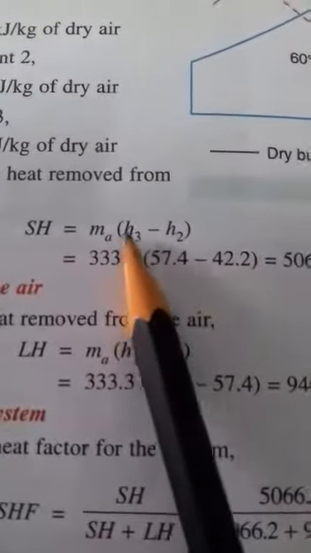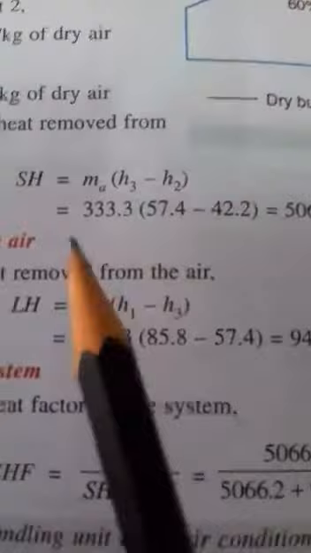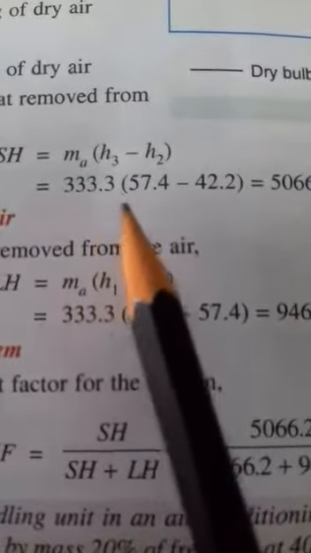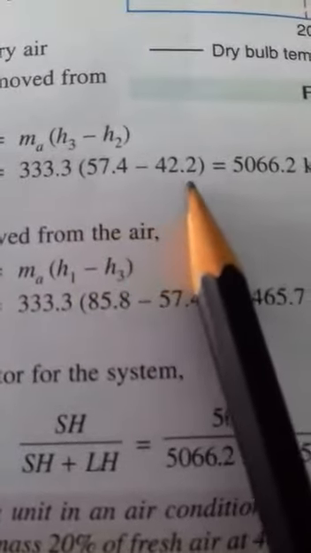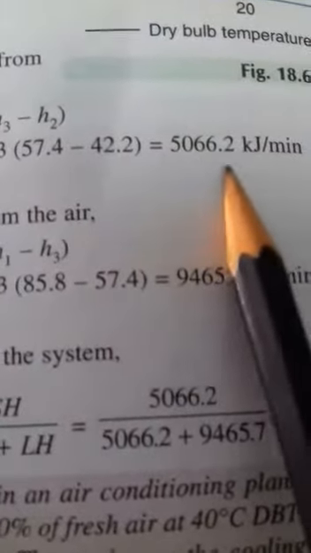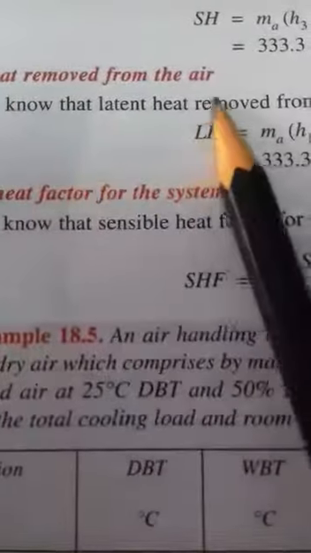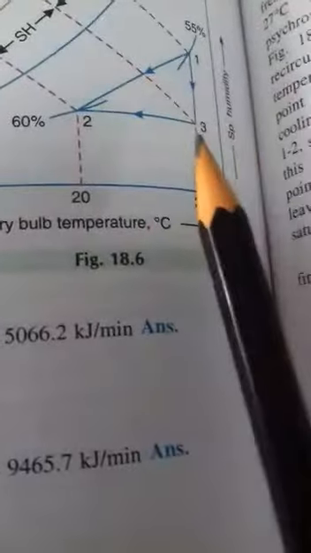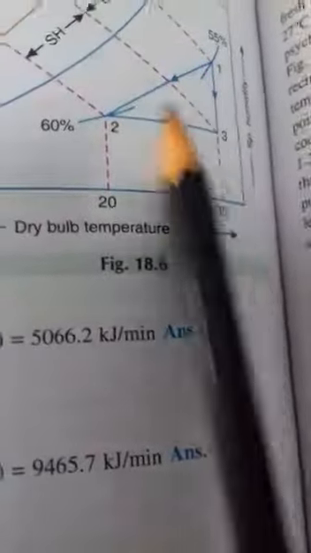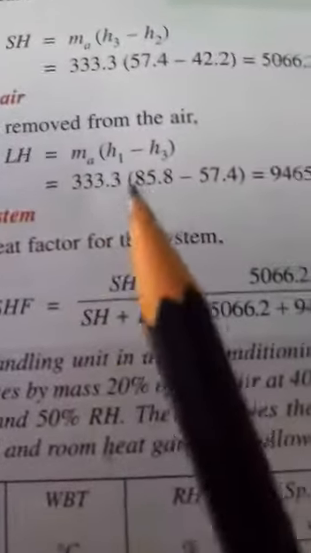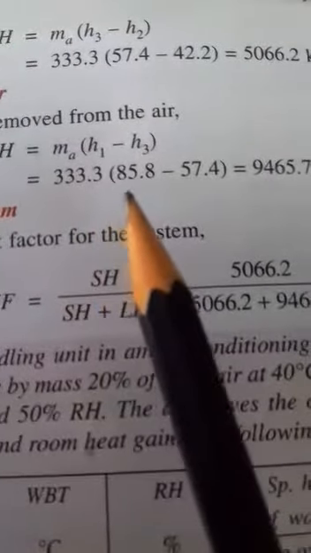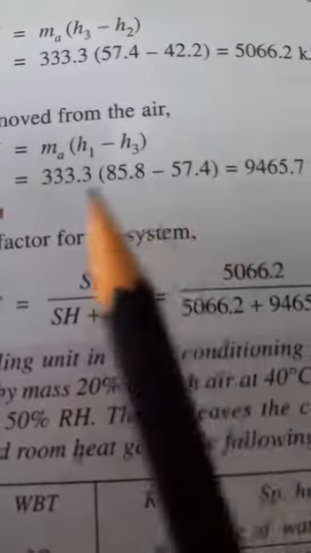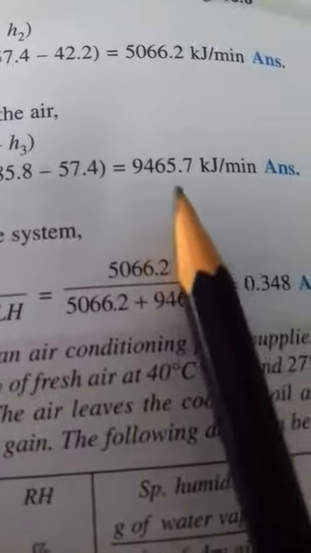Answer. Next part, the latent heat removed from the air, that is ma into (h1 minus h3), the latent heat vertical line, h1 minus h3. So we get 333.3 into (85.8 minus 53.4), which gives 9465.7 kilojoule per minute. So we have got the latent heat removed from the air and the sensible heat removed from the air, both.